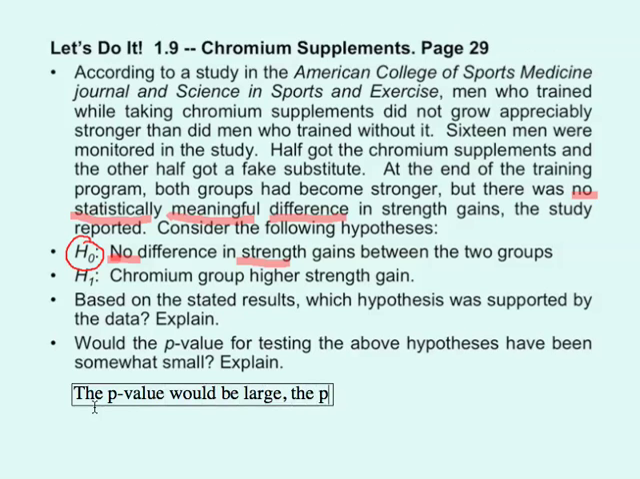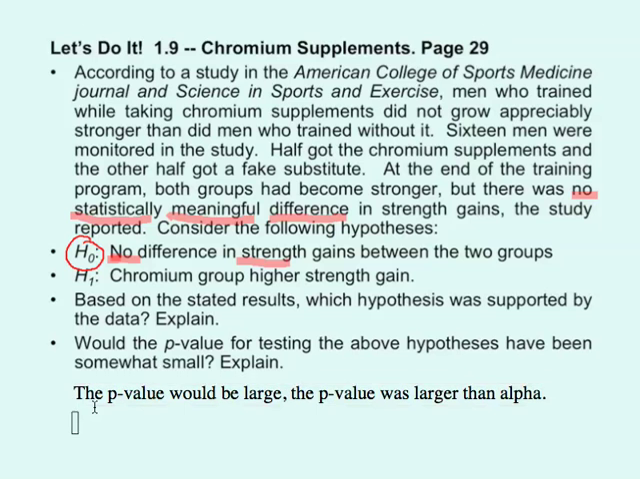So we can say the p-value was larger than alpha. Okay? So if the p-value was larger than alpha, in that sense, we know it's slightly larger. Why do we know that the p-value was larger than alpha? We know this because we accepted the null hypothesis, right? Okay. Hopefully that all makes a lot of sense.